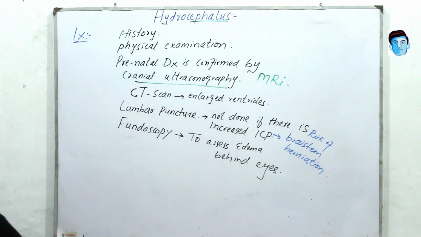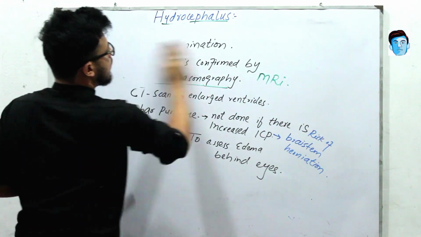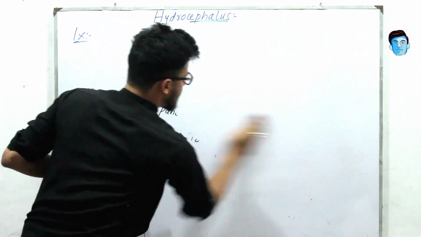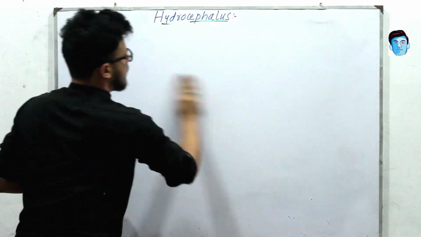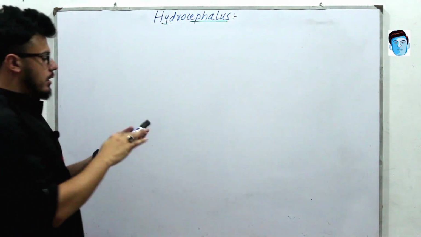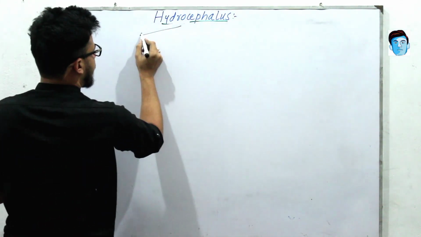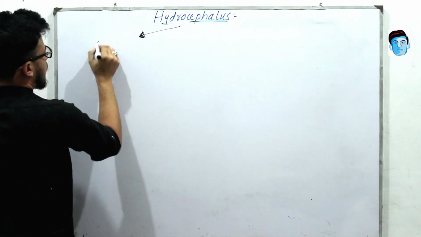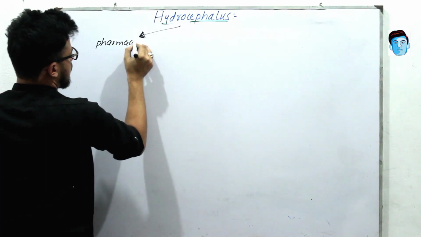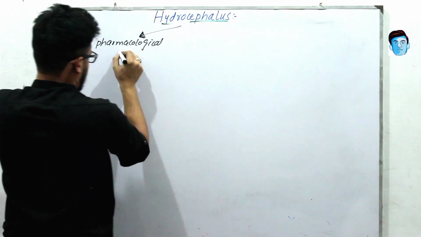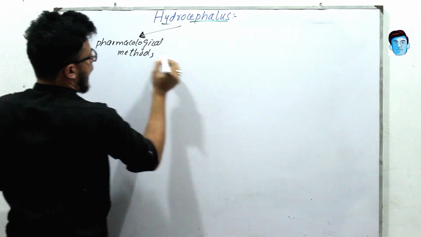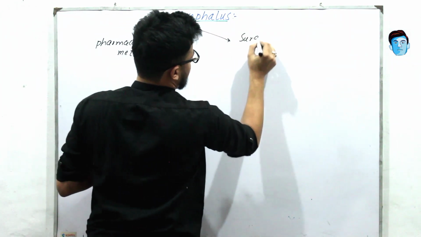Now let's talk about the last topic, the treatment options of hydrocephalus. There are two approaches for the treatment of hydrocephalus. The first is called the pharmacological method, and the second is the surgical method.